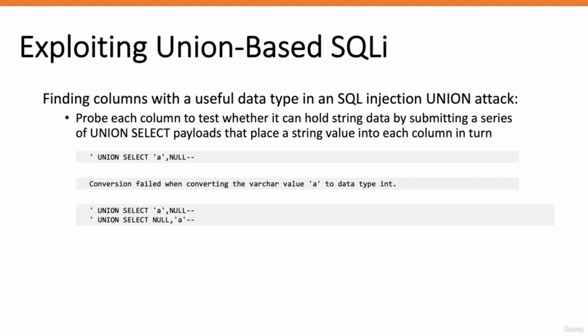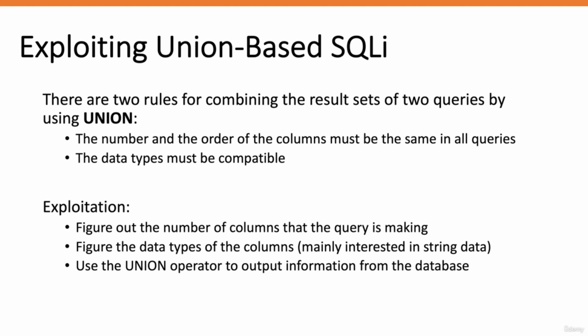until I find a column that allows me to enter string data. In some cases, you might not actually find one, and that's why some SQL injections allow you to do things like extract data from a database, whereas with others you're very limited in the data type you're allowed to extract. Going back to the slide explaining union-based SQL injection, we talked about how to figure out the number of columns that the query is making. We also talked about how to figure out the data types of the columns. If you have columns that are being outputted on the page and they use string data, then you can use the UNION operator to output information from the database. And that's how you exploit union-based SQL injection.